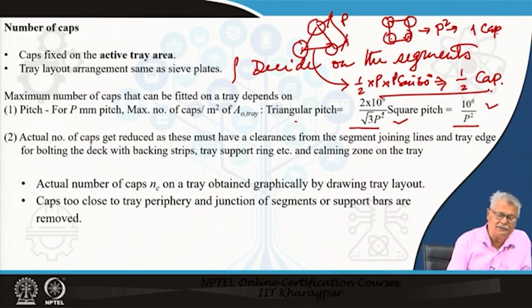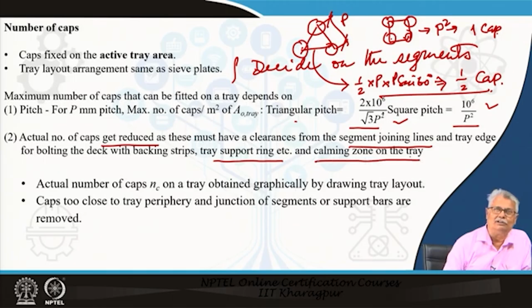The actual caps, I have already said that, will get reduced because you require clearance from the edge, clearance from the segment joining lines, and tray support ring fixing wherever you have, and naturally in the calming zone on the tray you cannot have your vapor dispersers located. So this is usually done by trial, manually with some drafting help of course, but it is primarily a manual procedure.